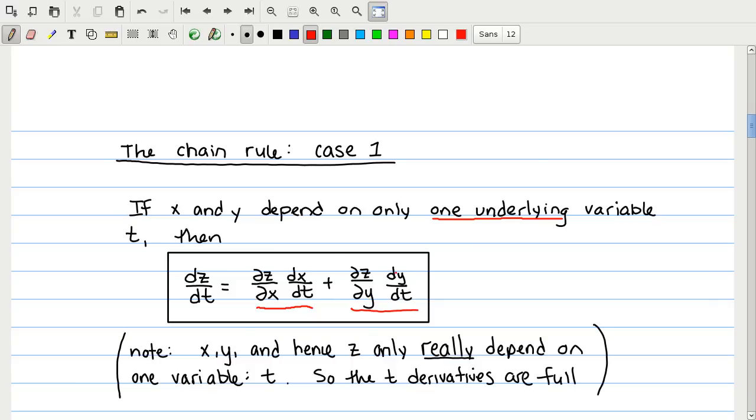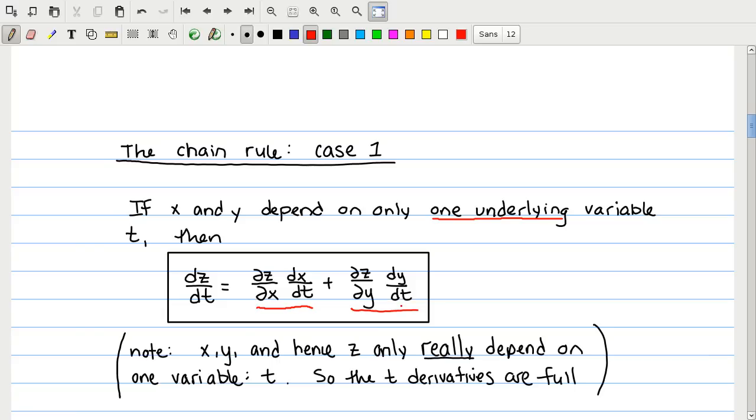Both of these terms are ultimately driven by t, and there's only one underlying variable t. So these derivatives dx/dt, dy/dt, and ultimately dz/dt are all full derivatives because there's only one real underlying independent variable, which is t. x and y could be thought of as intermediate variables, which are only changing because t is changing. So we use the full derivative notation for dz/dt, dx/dt, and dy/dt.